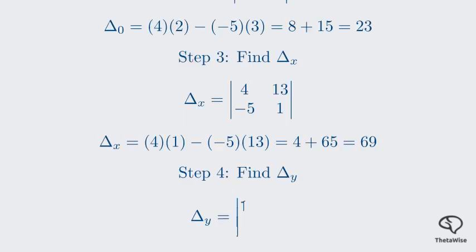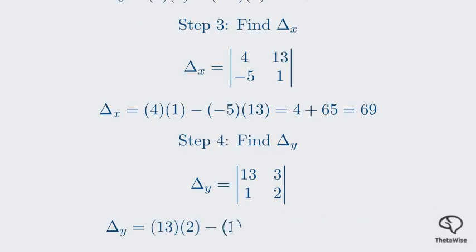Finally, delta sub y. In this setup, y is the first variable. We replace the first column of delta sub 0 with the constants 13 and 1. So we have 13, 3, 1, 2. Calculating this, 13 times 2 minus 1 times 3 equals 26 minus 3, which is 23. And once again, this is the negative of our previous delta y. So we have new determinant values. Let's see what happens when we apply Cramer's rule to these.